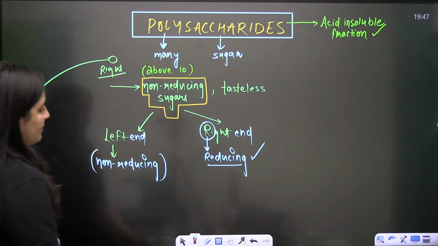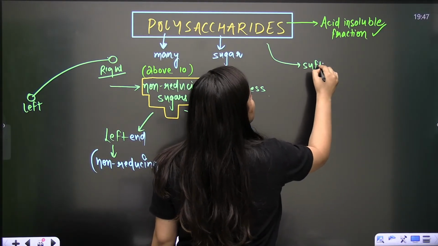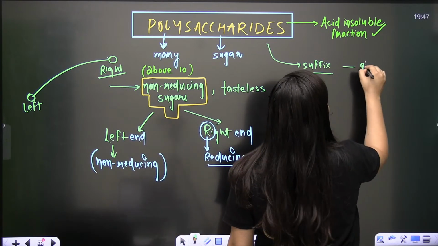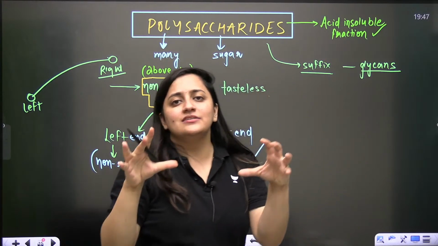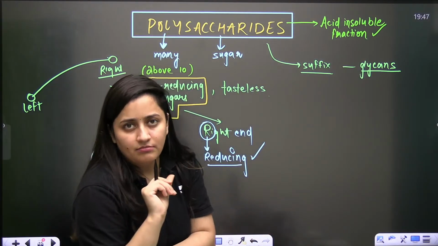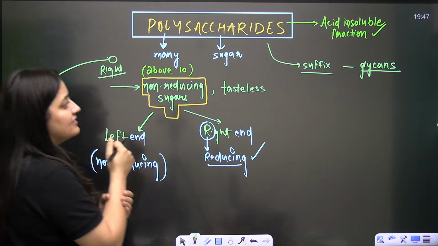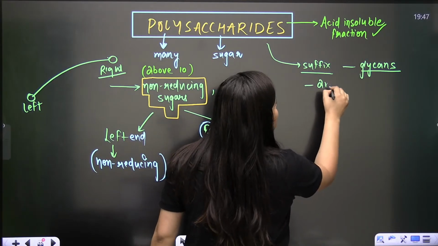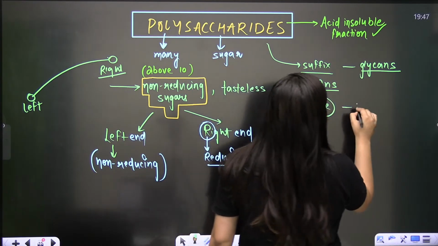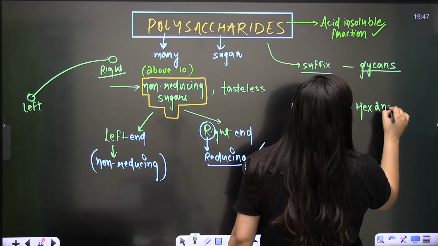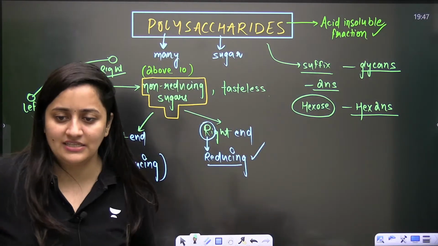So now when you talk about the polysaccharides, here also you will see one suffix, which will be used at the end, and that suffix is glycans. Let's say if hexose sugars are making polysaccharide, because here the suffix is ANS, glycans, so it is going to be hexanes. ANS will be applied at the end. So this ANS at the end is indicating that it is a polysaccharide, right?